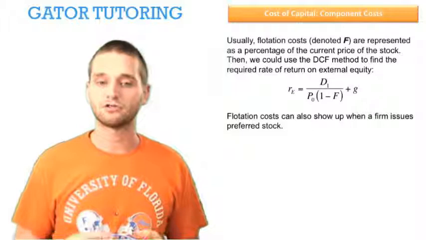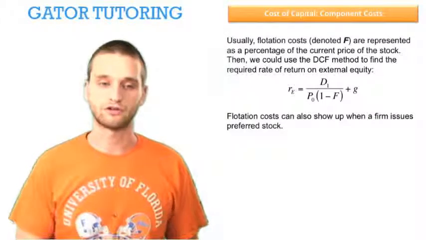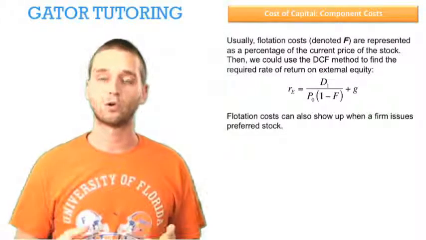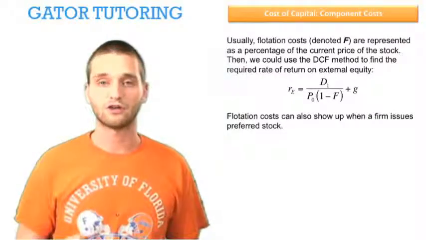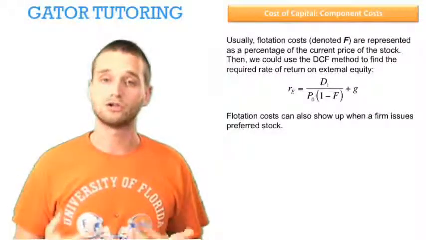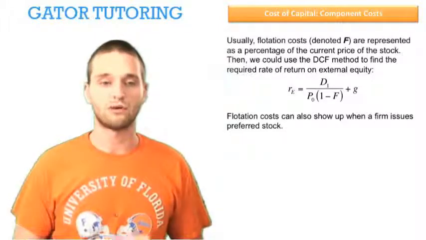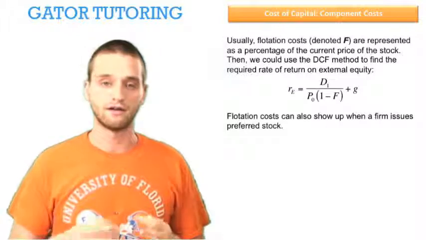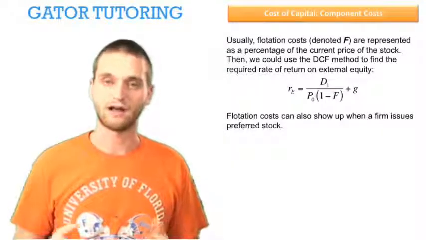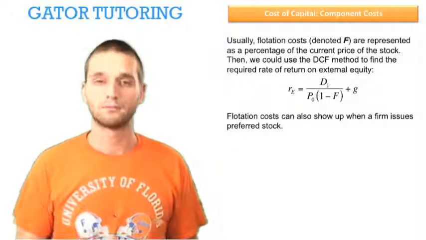Flotation costs can also show up when a firm issues preferred stock. So if we had to find the required rate of return on preferred stock, which we've already talked about, but there were flotation costs associated with issuing new shares of preferred stock, we would do the same thing. We would just add the 1 minus F in the denominator of the discounted cash flows equation to find the required rate of return on preferred stock.